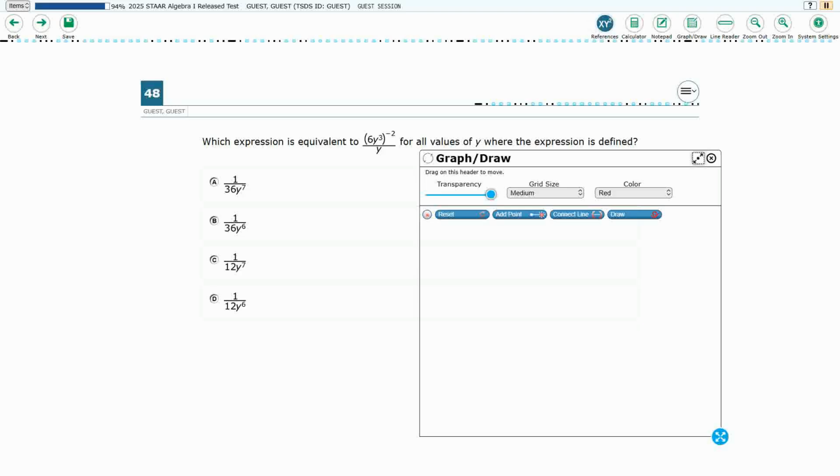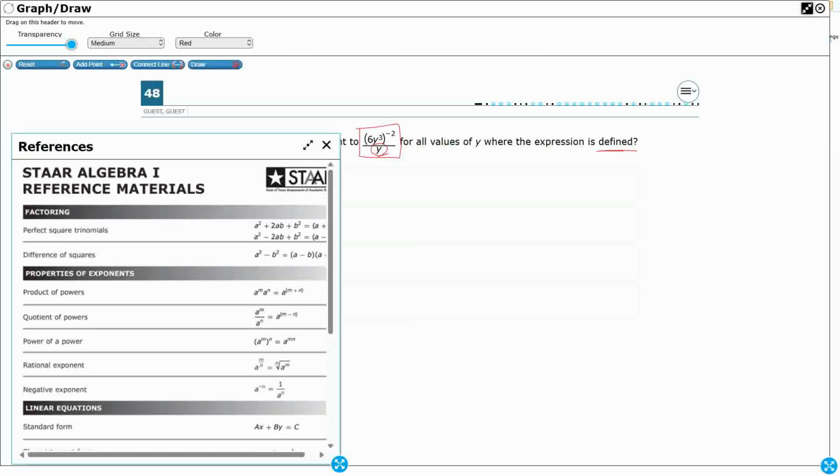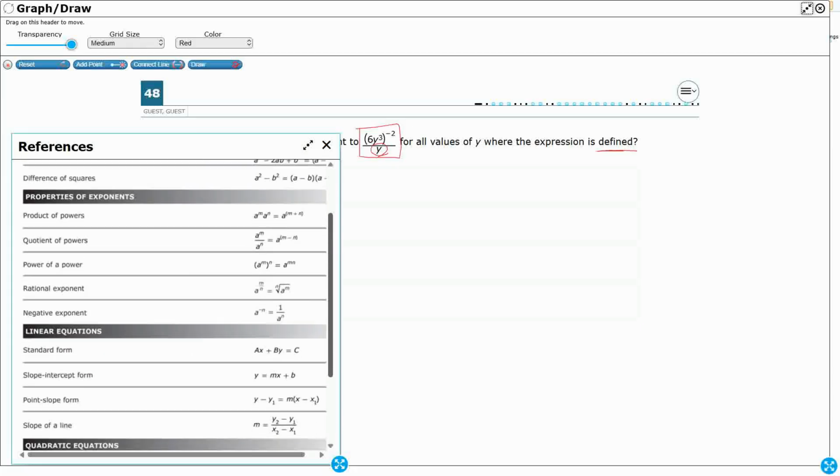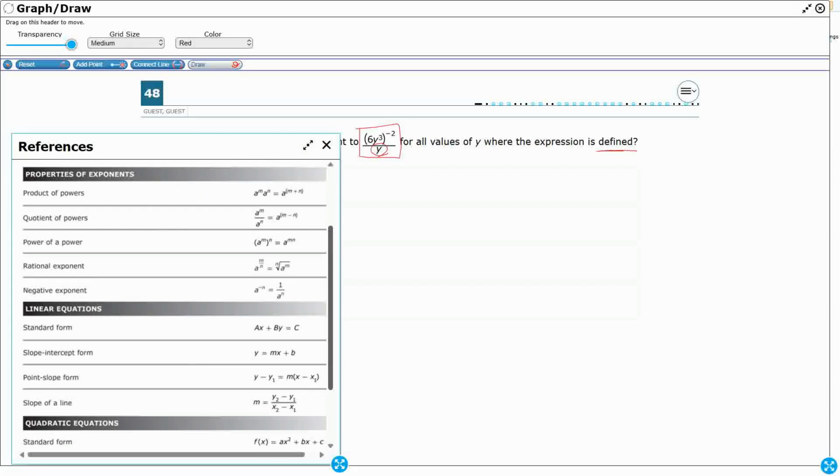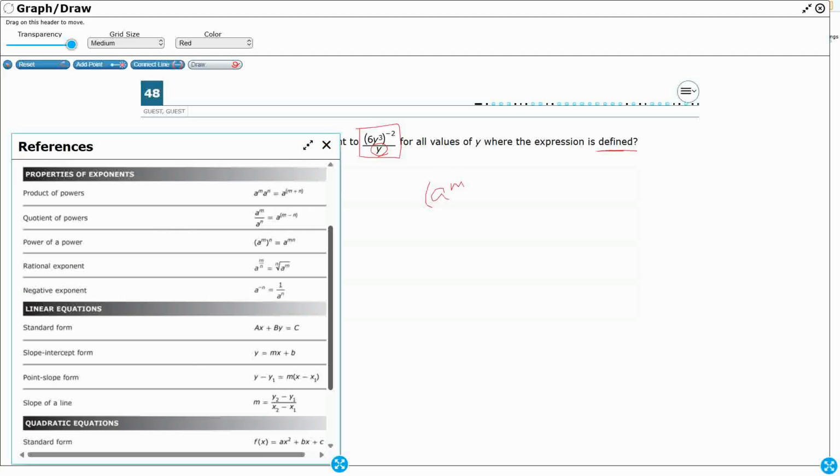And so we're going to need our reference materials. It's going to be very important for us. And we're going to need our properties of exponents. I'm seeing two things happening here. I am seeing a power of a power. We see a to the m, and then take that to the n. What you end up doing is just multiplying those two, the m and the n.